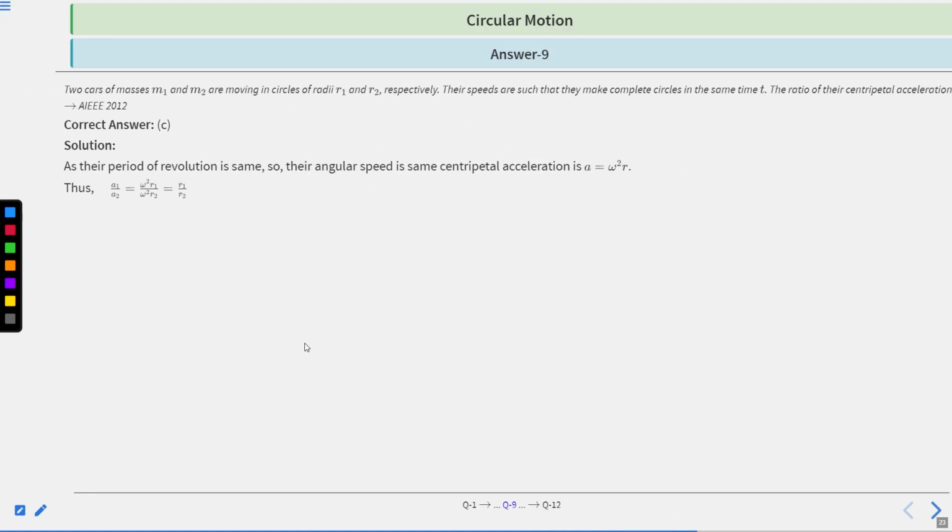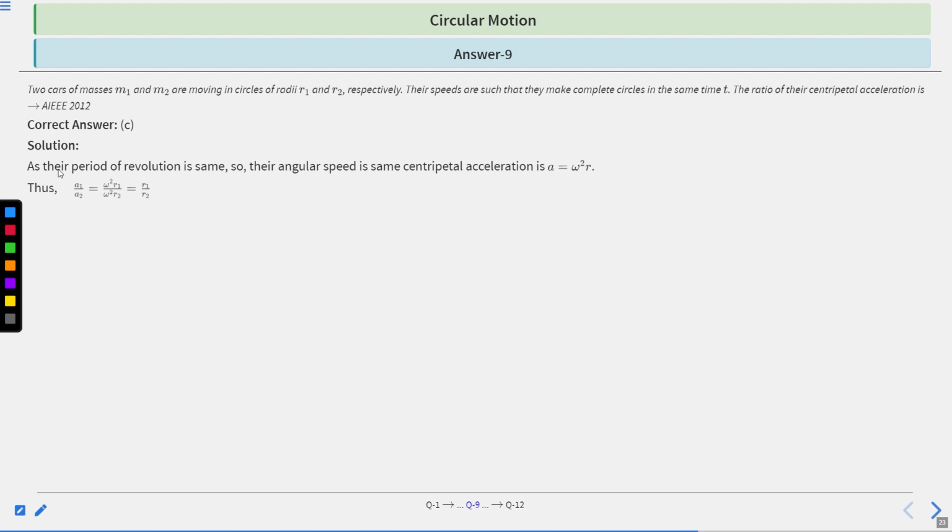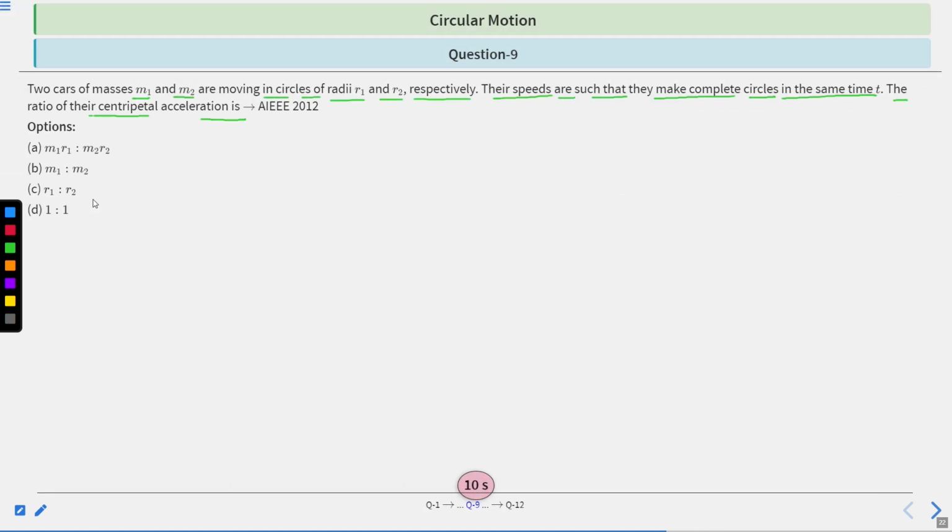Let's find the solution. As the period of revolution is the same, their angular speed is the same, and centripetal acceleration A equals omega squared r. So A1 upon A2 equals omega squared r1 divided by omega squared r2, which is equal to r1 upon r2. So the answer is r1 upon r2. The correct answer is C, r1 ratio r2. Clear?